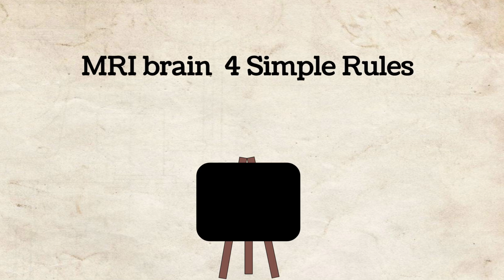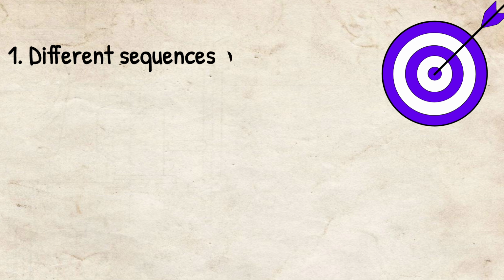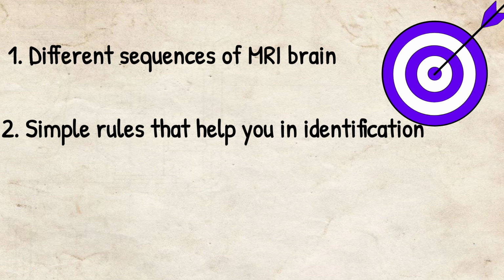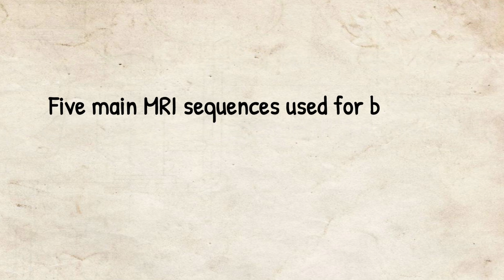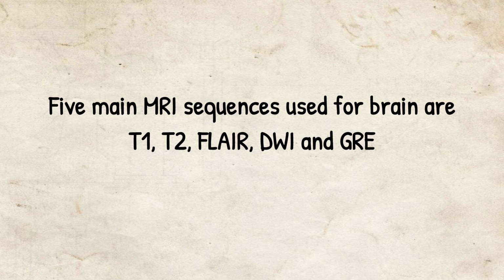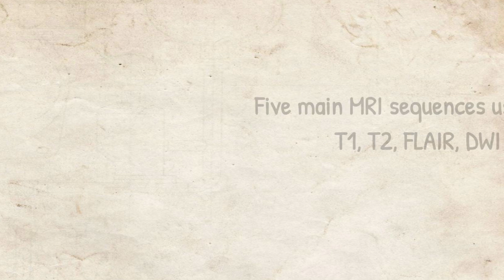The topic is MRI Brain 4 Simple Rules, which will help you understand almost 80% of the MRI. The target of today's video is to discuss different sequences of MRI Brain simple rules. There are 4 rules that will help you in identification of different sequences. 5 main MRI sequences used are T1, T2, FLAIR, DWI, and GRE. There are many others, but these 5 are more important.